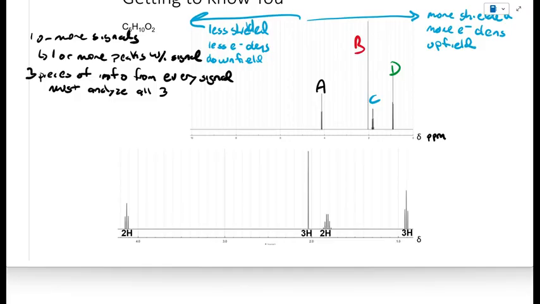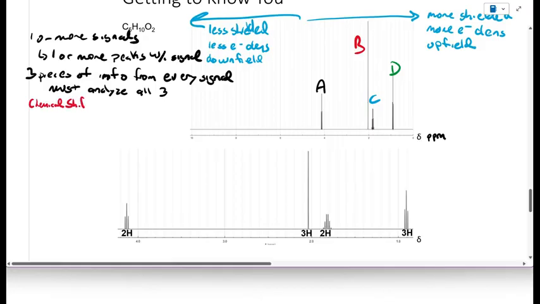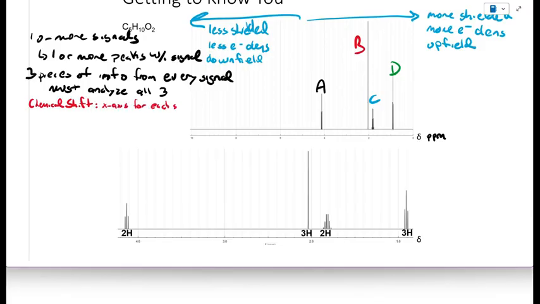Okay, so what are these three pieces of information? The first piece of information that we get is called the chemical shift. The chemical shift is the x-axis value for each signal. So if we're looking at this NMR, this one looks like it's about 4.1 or so. This one looks like it's right around 2. This one's, I don't know, 1.9. And this one looks like it's at 0.9.